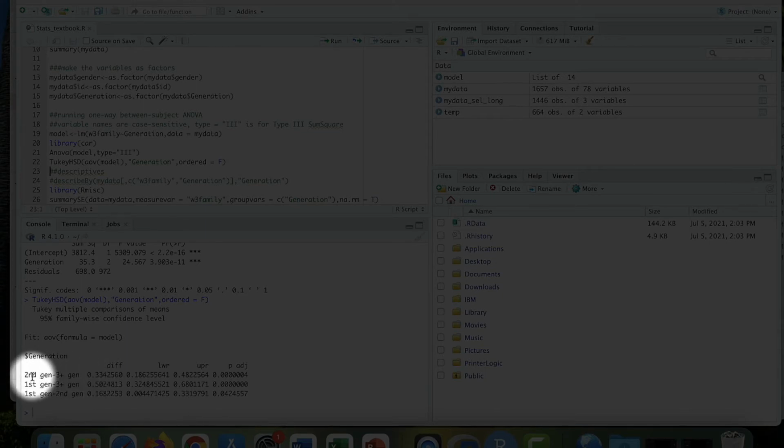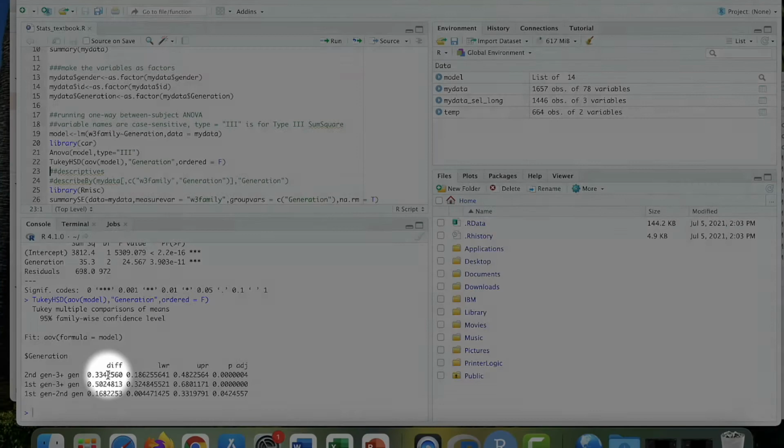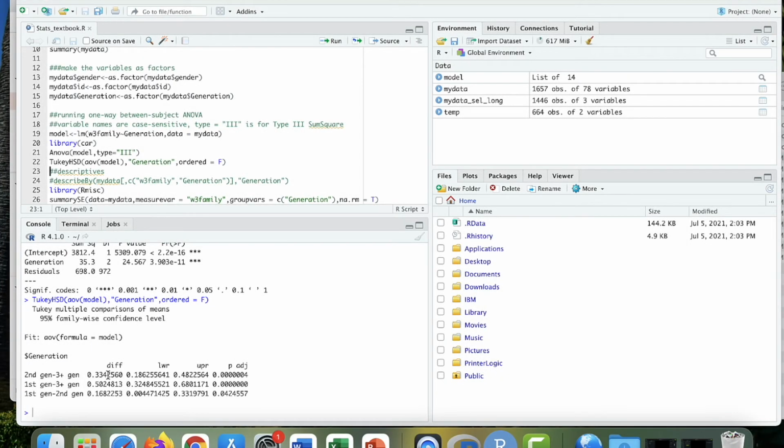And because we say second generation mean minus third generation mean, and that produces a positive value, that difference is positive. This tells us that the mean for the second generation group is higher than the mean for the third generation group on our dependent variable. So we can say that the population mean of second generation students on family orientation is higher than the population mean for third generation students on family orientation.